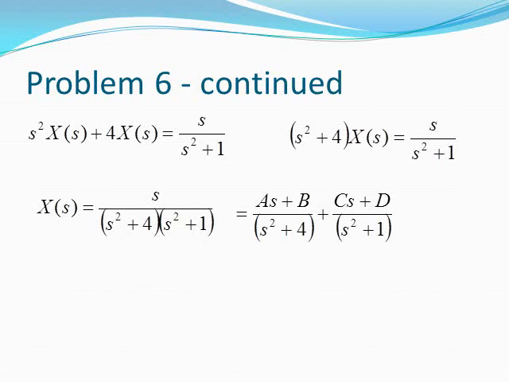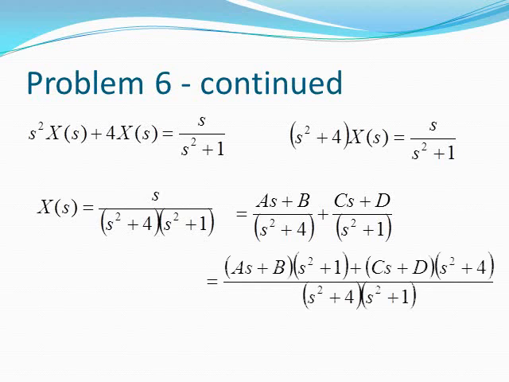And what I'm going to do is write this fraction in terms of this fraction. Notice if I have an s squared plus 4 here, I have to have an s on top for my partial fractions. So using this definition, I need to find a, b, c, and d.